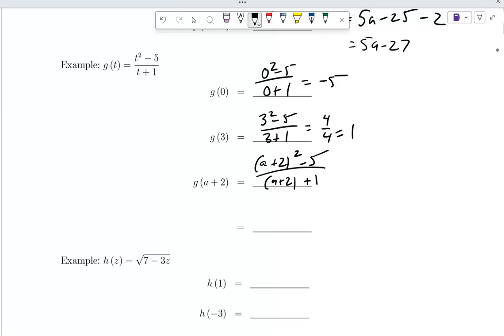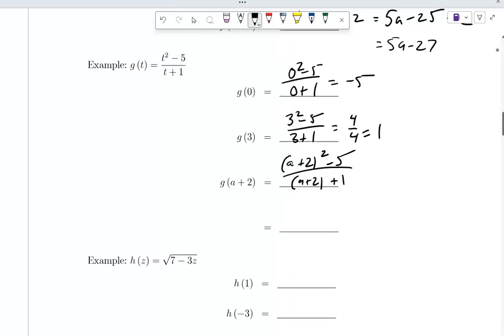Okay. The denominator should be pretty easy to simplify. What do you get in the denominator? A plus 3? Good. On top, if I want to simplify it, I would need to multiply out the a plus 2 squared, right? Let me just do that off to the side. If I want to do a plus 2 squared, remember that's a plus 2 times a plus 2, right? So what do you get when you multiply that out?